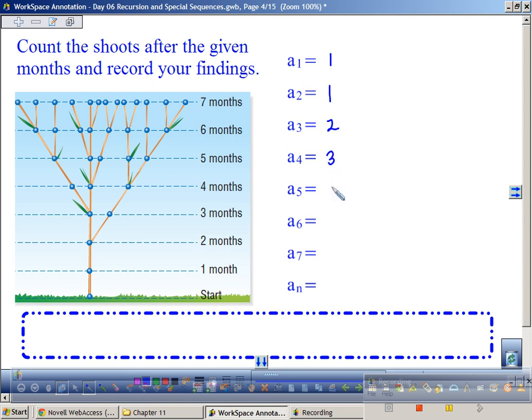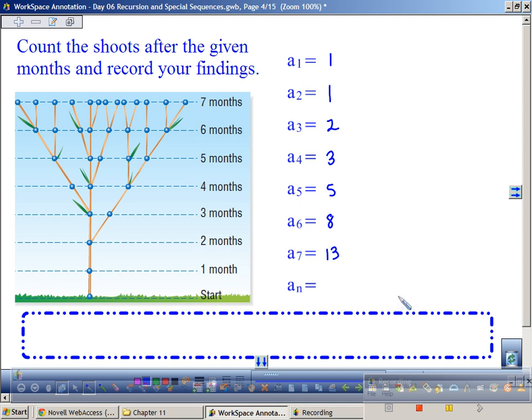And the fifth month? And the sixth month? Who knows the next one? 21. How'd you do that? She added the 2 previous. You see it? Okay, so let's try, thank you.